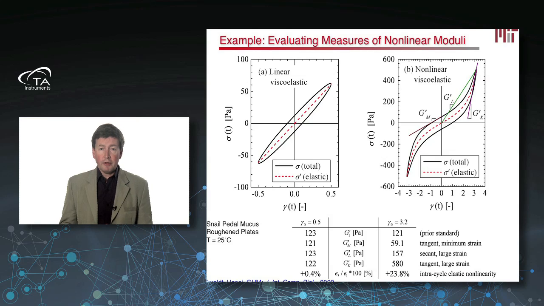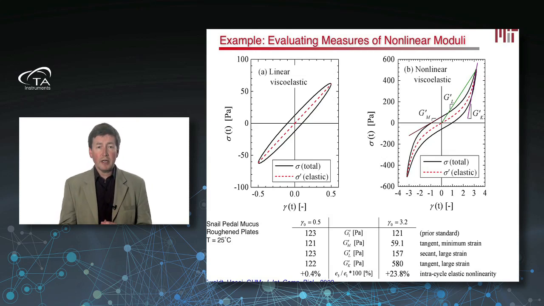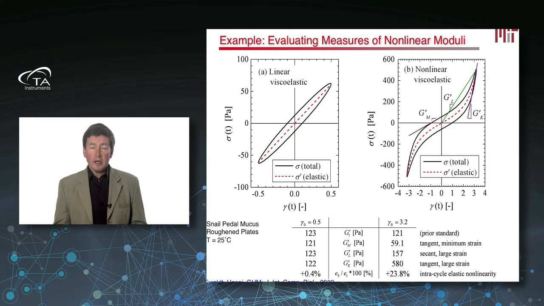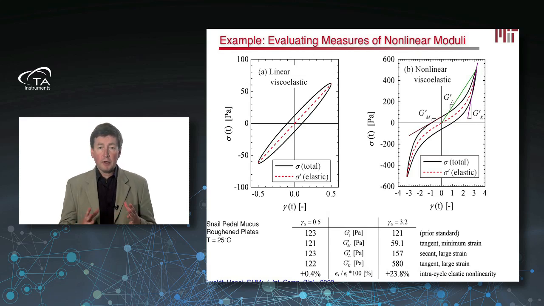So just a final thing to remember is that in the small strain limit, of course, everything has to collapse back to a linear viscoelasticity. So I've shown here on the left-hand side our snail mucus in a small strain experiment where we're putting in small amplitude strains. And you can see that the modulus that we measure is the same whether we use the large strain or the minimum strain. And that's because it's just described by linear viscoelasticity.